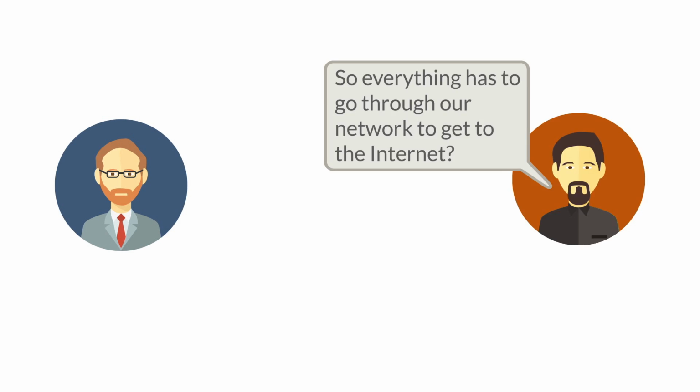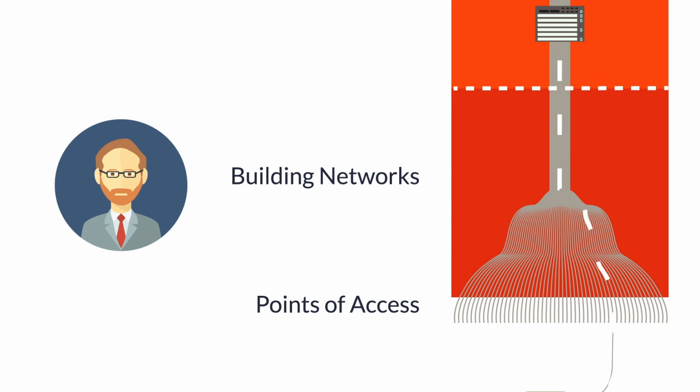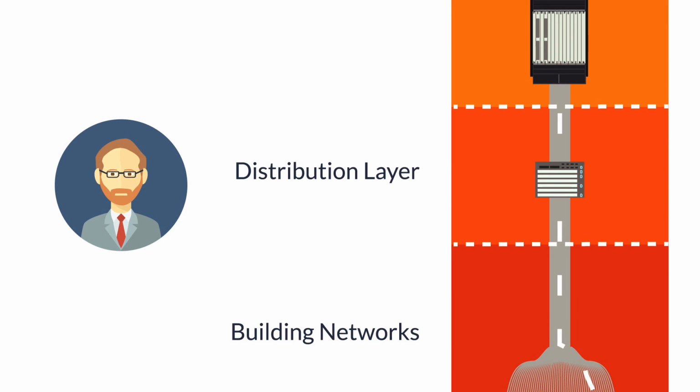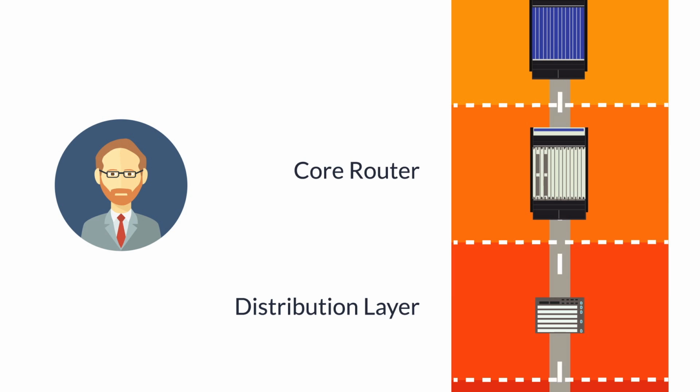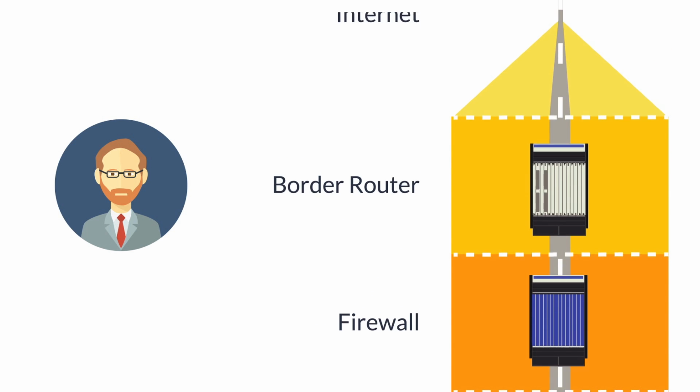That's right. We have our access layer, the point of access, where the users get onto the network. And so that's going to be your wireless access point, your wired port that you're plugging into. That's the point at which you enter the network. And then you go into the building network, which connects into our distribution layer. And that goes into our core router, which does all the routing for networks on campus. Then we have the firewall, which protects the campus resources and data center resources. And then we go to our border router and then out to the internet.